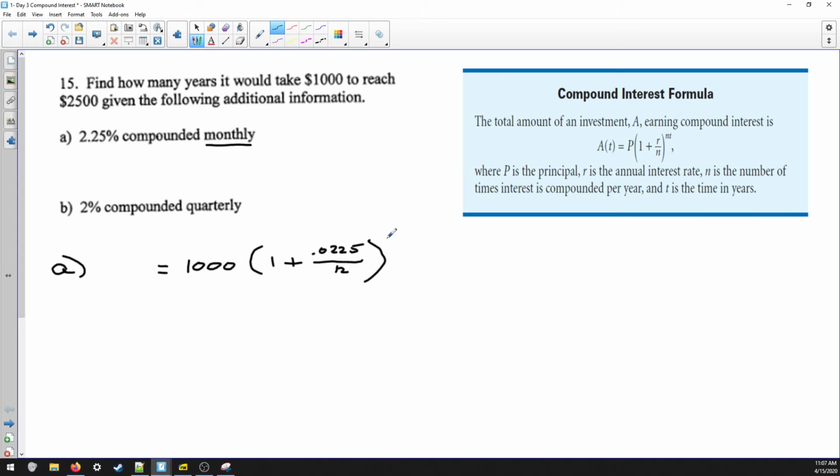And then my exponent is going to be N times T, right? Well, my N value is still 12, okay? And I don't know T, right? So I'm going to leave that alone. That's still just T, okay? But what I know is that the other side of this equation, the output, should be 2,500. So where A of T was, we're going to replace that with 2,500. Okay, so this is the equation.